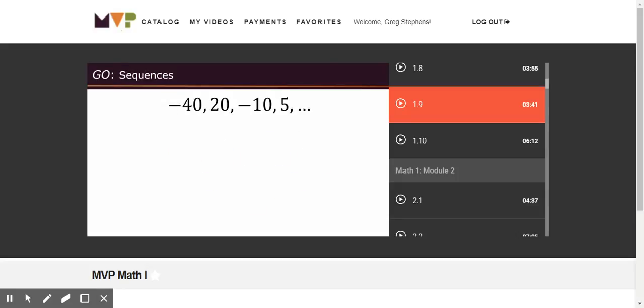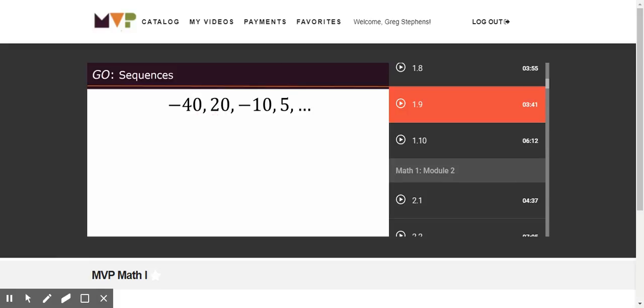This is your chance to practice identifying whether a sequence is arithmetic or geometric, and then writing the recursive equation and the explicit equation. Take a look at this sequence: -40, 20, -10, and 5. Are you adding the same number at each step? No. The distance between -40 and 20 is 60, while the distance between 20 and -10 is 30. This is definitely not arithmetic.